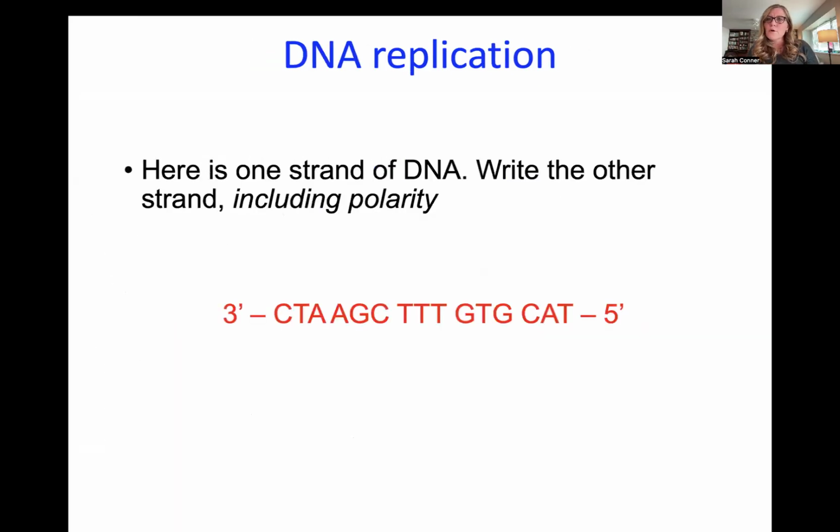Okay, so hopefully you have that part done. We're going to look at DNA replication. So here's one strand of DNA. We're going to write the other strand that matches it, including polarity. So polarity is indicated by the 3 to 5. So if I'm writing this, we're going the opposite direction. So instead of being 3 here, it's going to be 5. Good. Hopefully you said that.